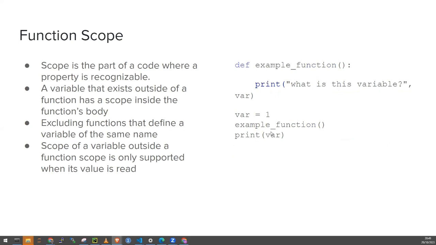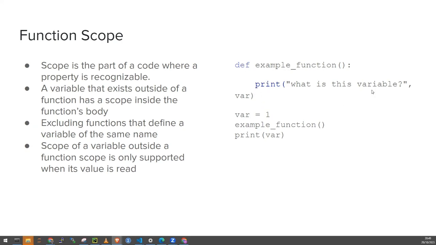Now, function scope essentially is where a part of the code is recognizable, right? So if you look here, we have a function called example function, and what is this variable? And we say var, right? And then here, when we're executing, we call another variable called var, and then we invoke our function and we print var, right? So what would happen here is, when you invoke the function, Python will now look for this var variable within the function scope. And as you can see there, we did not define it anywhere within the function.